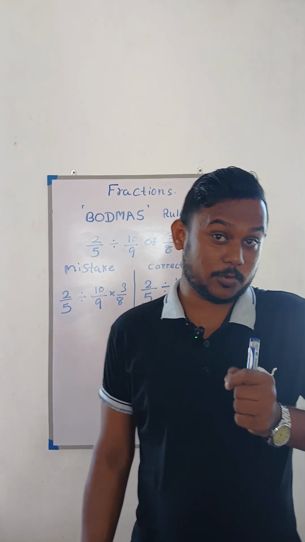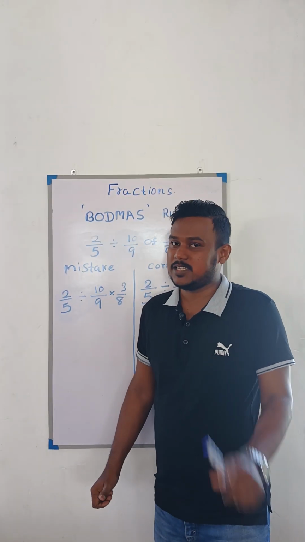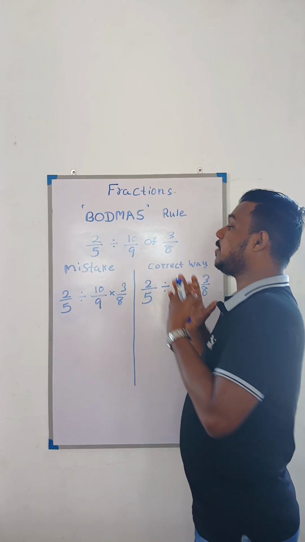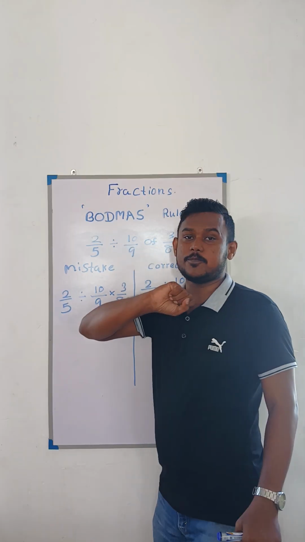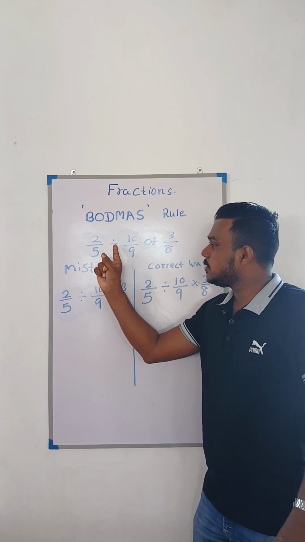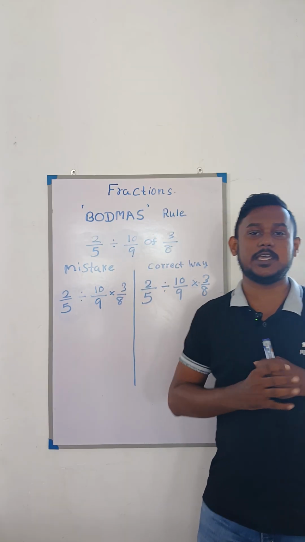Today, let's learn about how to apply the BODMAS rule for fractions. I think all of you are familiar with the BODMAS rule. Let's try to apply it to simplify fractions. So I have an expression today: 2 over 5 divided by 10 over 9 of 3 over 8.